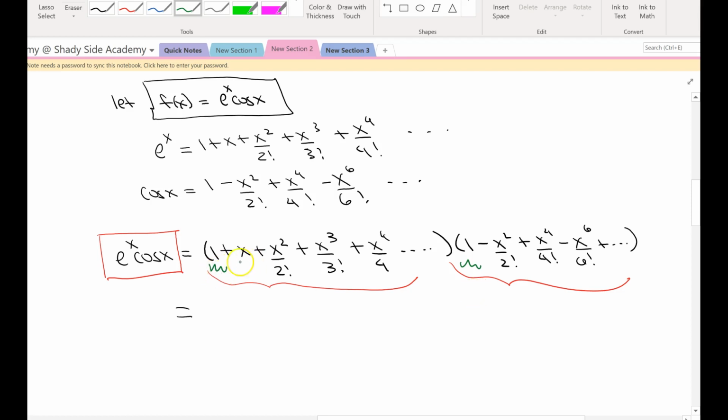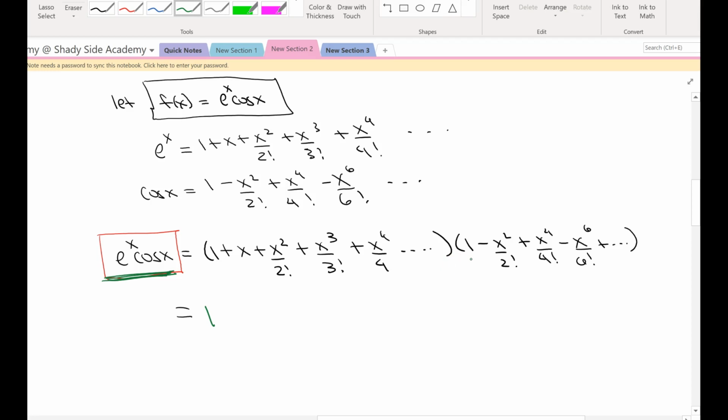If I do the distribution, for example, 1 times 1, then 1 times negative x squared over 2 factorial, then 1 times x to the 4th over 4 factorial, or if I distribute this way, 1 times 1, or 1 times positive x, or 1 times x squared over 2 factorial, the only way I'm going to get a constant is by multiplying this term times this term. So I know my constant term in the Maclaurin that is my goal is just going to be 1. Okay, I'm going to erase this so we don't get lost in my next notations.